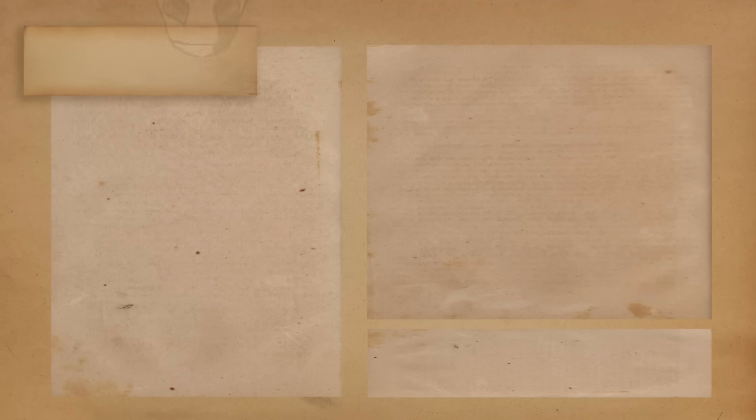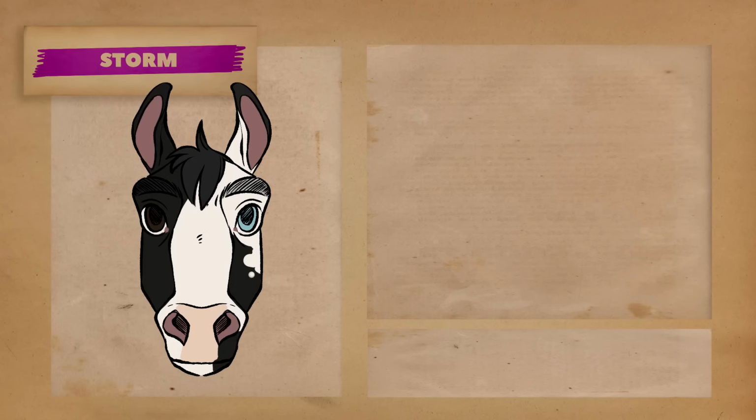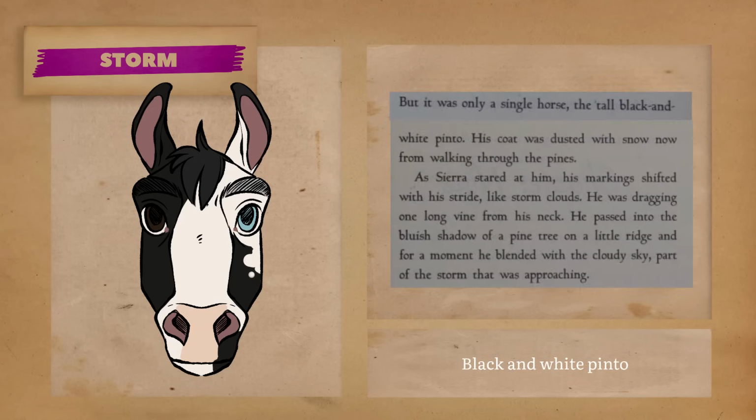Let's move on to Sierra's mate and Rain's father, Storm. Like with Rafael, Storm does not have a canon visual depiction, but is clearly described in the books as a black and white pinto.